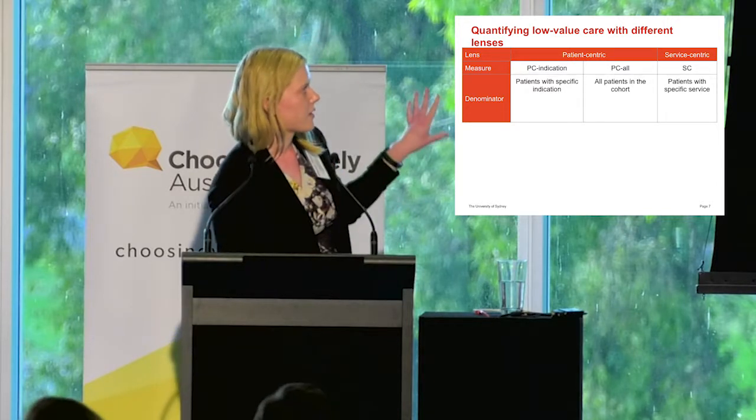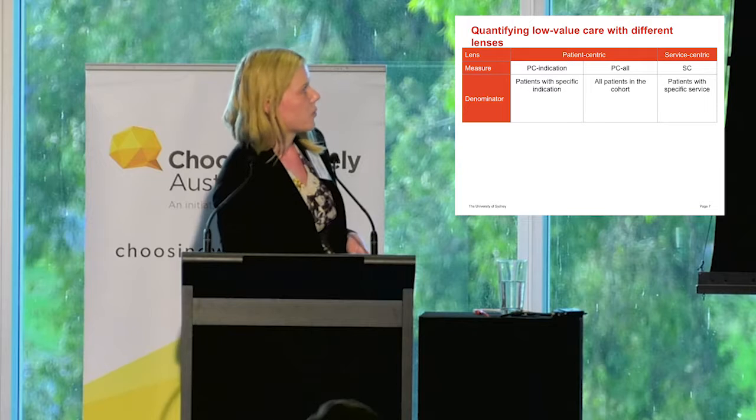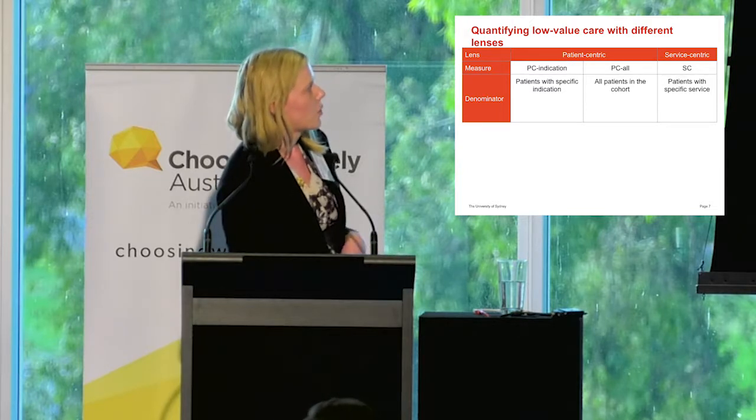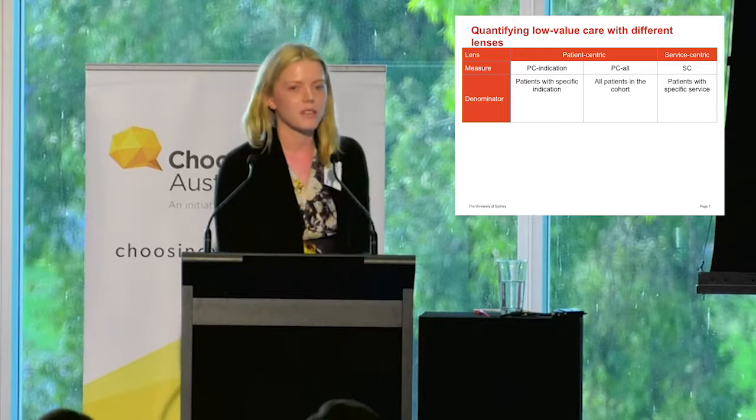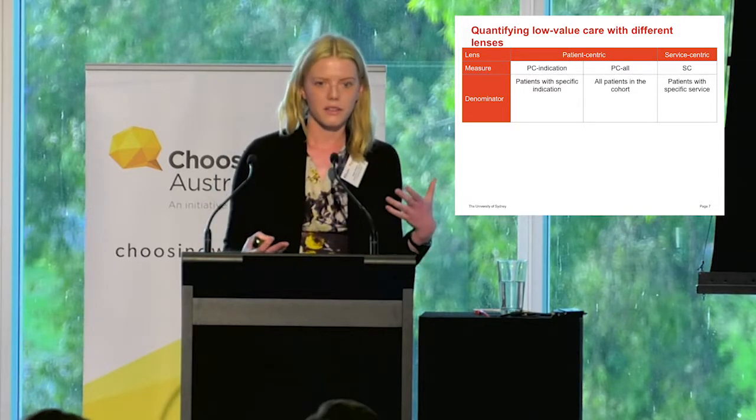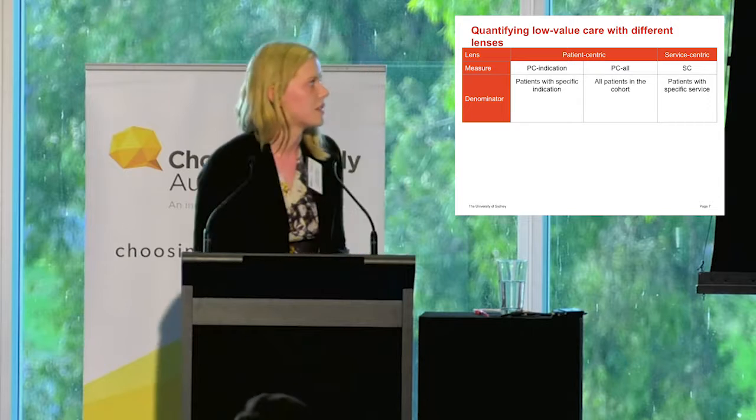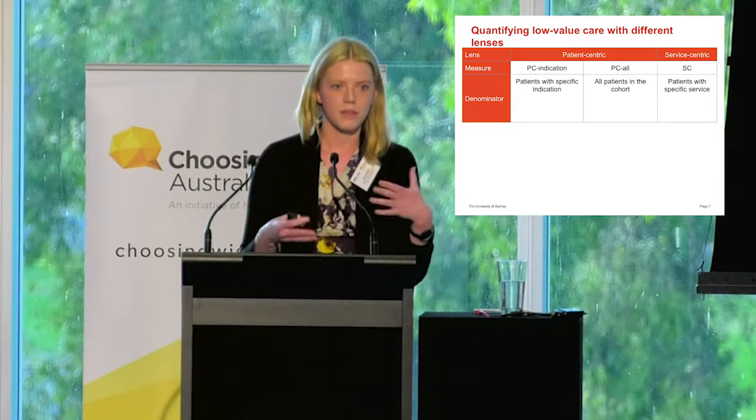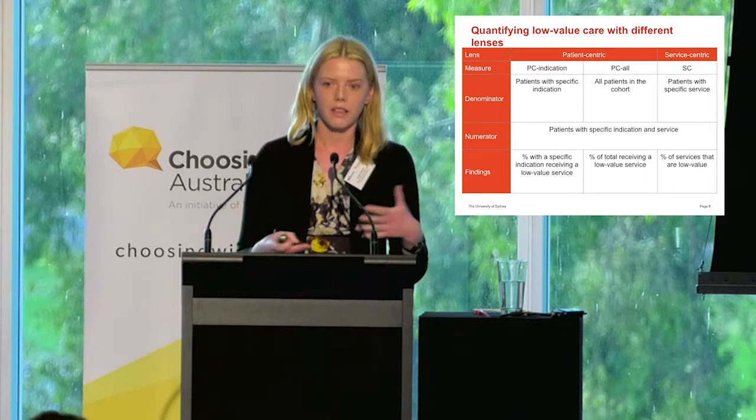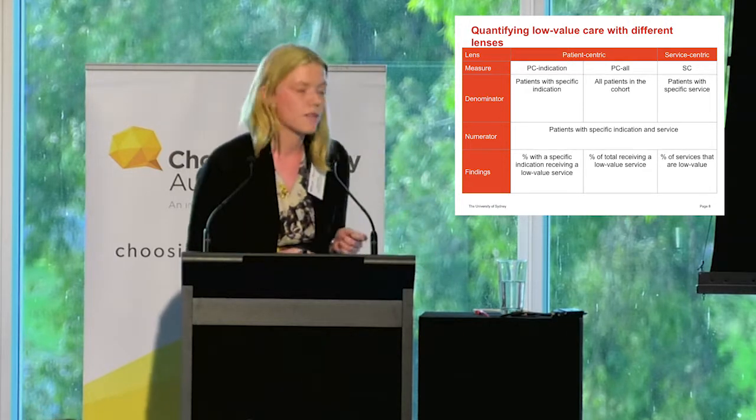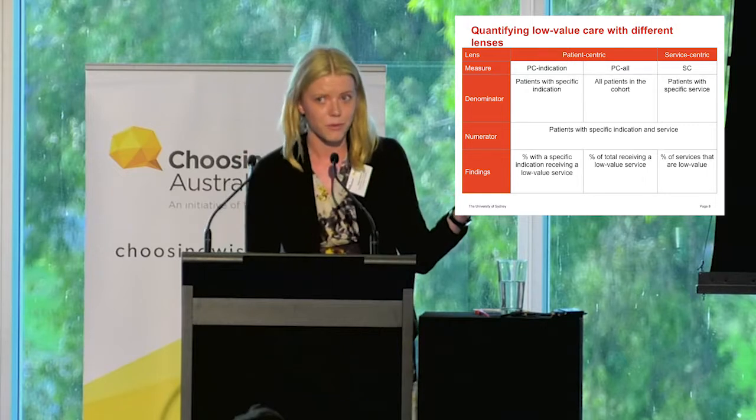So the first two we've classified in a group that we've labelled as patient-centric. So we select for the denominator either all patients with a specific indication in the recommendation, or we can select all patients in the entire cohort, so whatever data set you have or population that you're looking at. And finally, we've also got the service-centric measure, which is whatever patients or admissions you have with the specific service from the low value care recommendation. And then of course the numerator is the actual group that received the low value service with the low value indication. And then our finding is just the percentage that falls out.